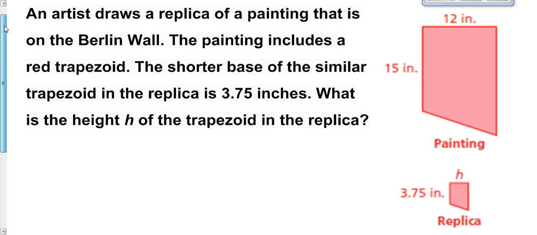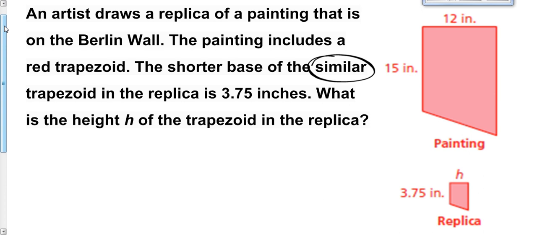So one more problem and then we will call it. An artist draws a replica of a painting that's on the Berlin Wall. The painting includes a red trapezoid. The shorter base of the similar trapezoid in the replica, so we notice that they're similar trapezoids automatically, is 3.75 inches. What's the height of the trapezoid in the replica?